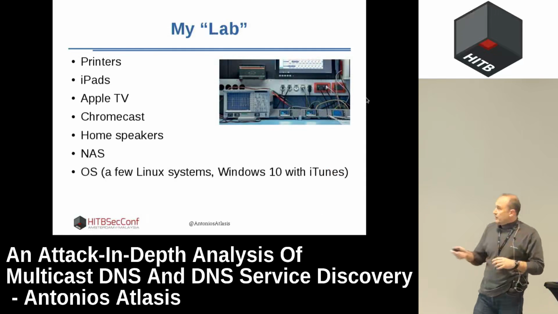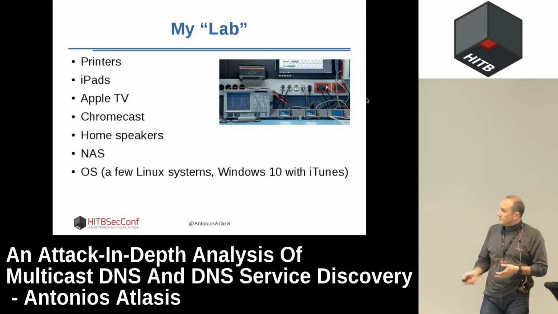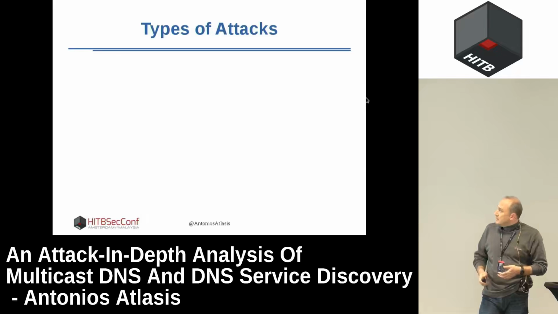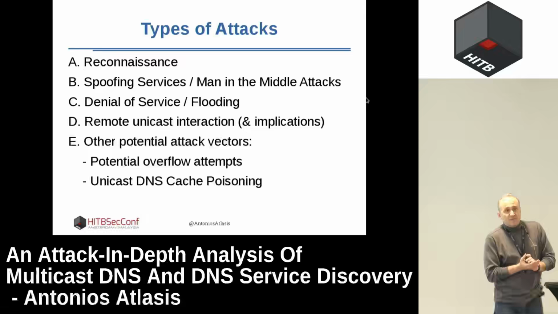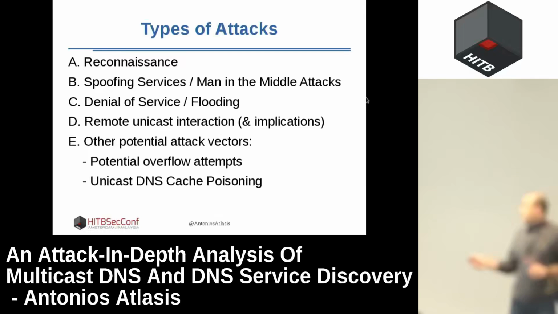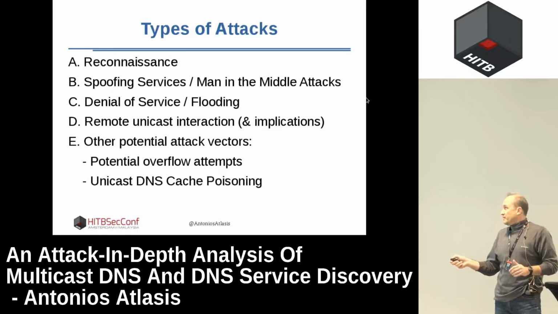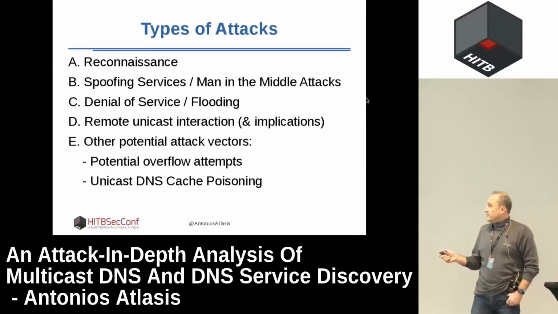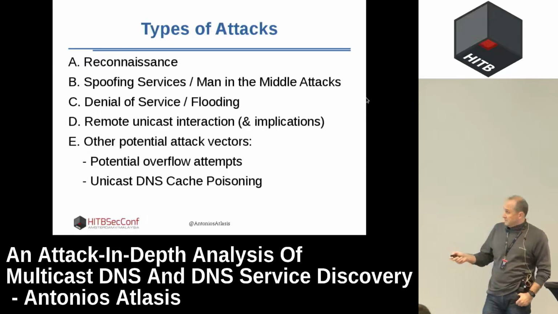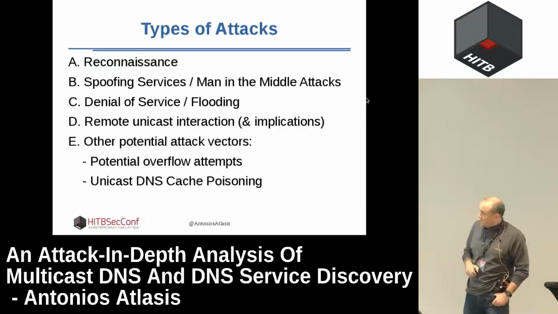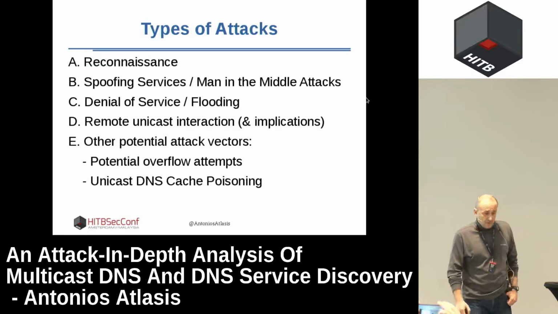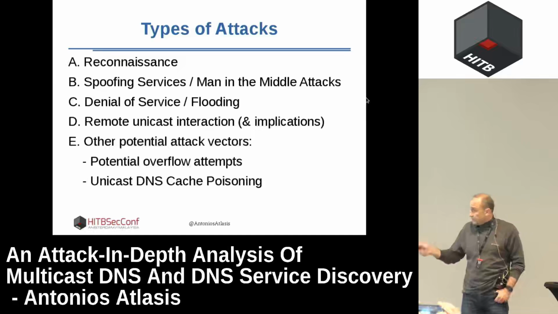This is a very brief list of my lab, let's say, of what I tried to test during this work, the devices. And these are the categories of the attacks that I identified. Reconnaissance, we always start from there. Some spoofing and man-in-the-middle attacks, denial of service flooding attacks, remote unicast interaction, and the implications, of course. And finally, we'll examine some other potential attack vectors, not necessarily in this order.